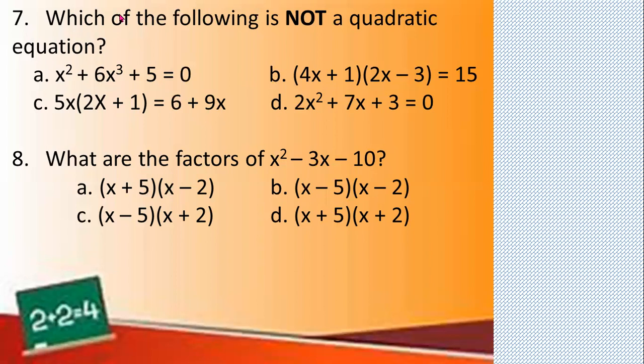Okay, you have also there number 8. Make sure that you can factor out and you can get the middle term. All right. So number 7 is, which of the following is not, okay, it's very clear, not a quadratic equation. Okay, that is number 7. And number 8 is you factor it out. Again, number 8, you factor out x squared minus 3x minus 10. Is that A, B, C, or D?